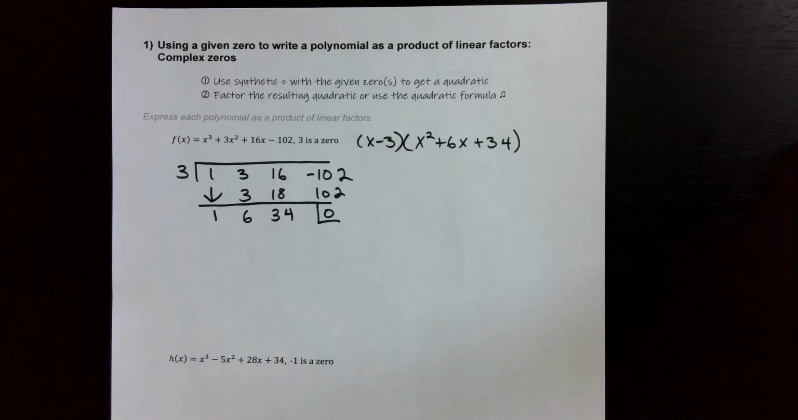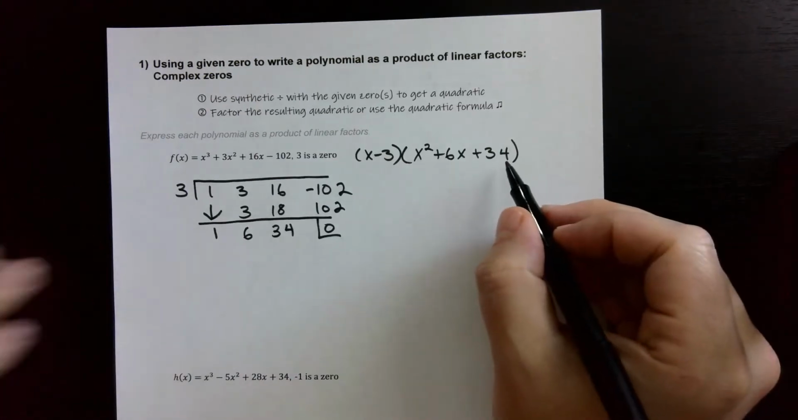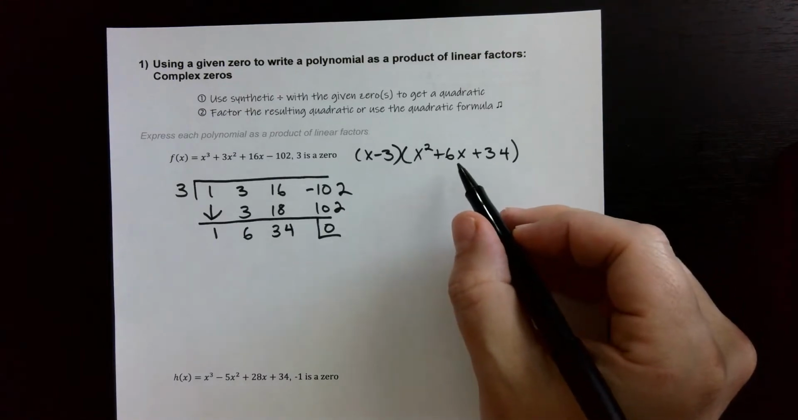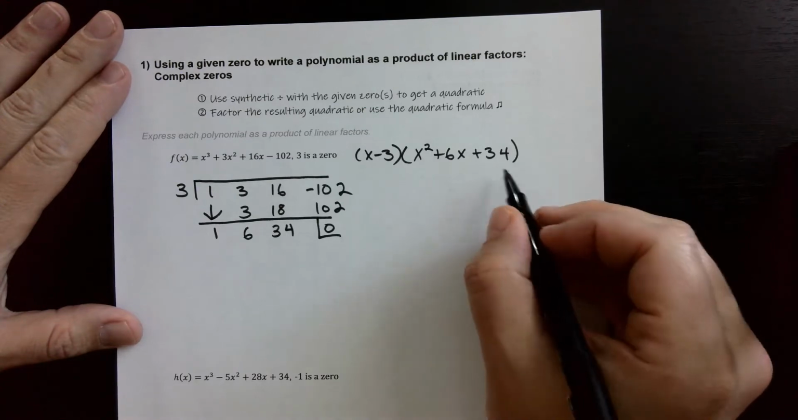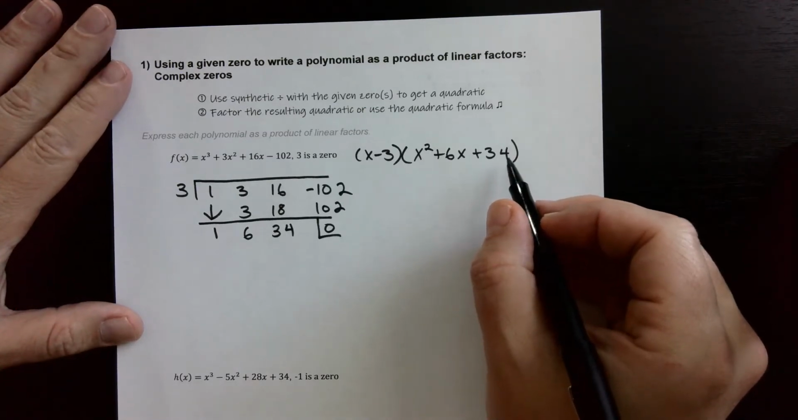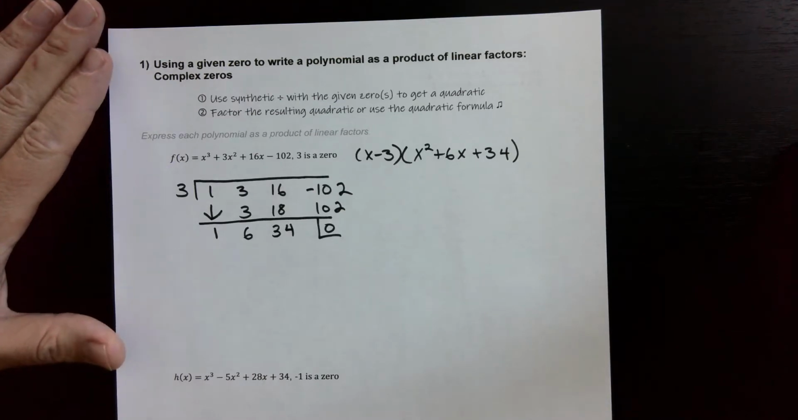Now, let's see if we can factor that. Okay, so are there two numbers that multiply to get 34 that add to get 6? And there aren't. There aren't that many things that will multiply to get 34, but none of them will add to get 6. So we are going to have to use the quadratic formula for this.